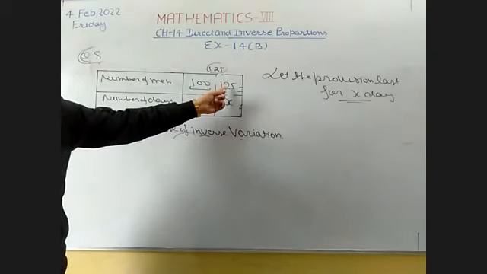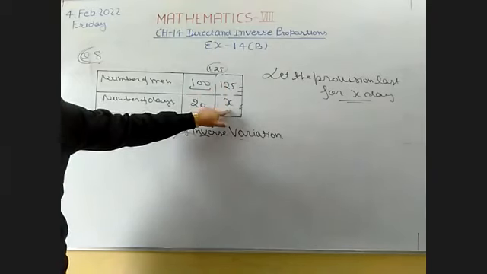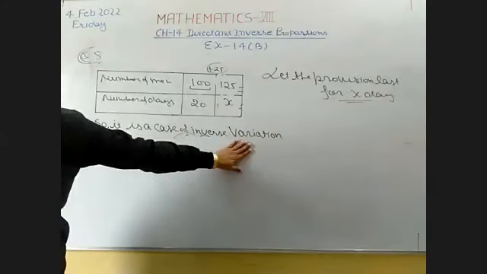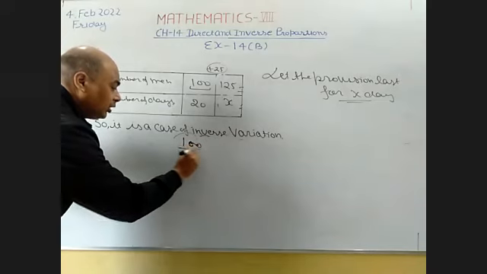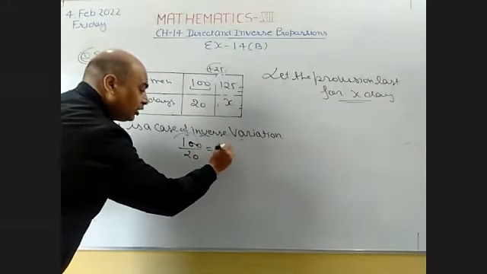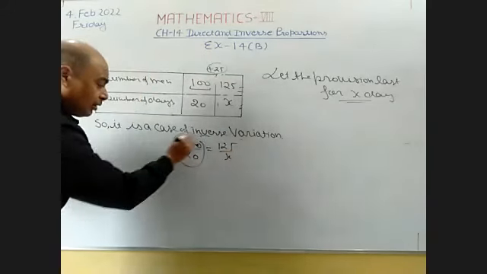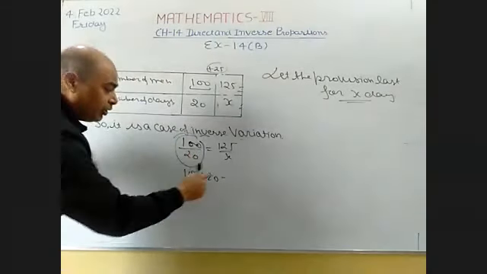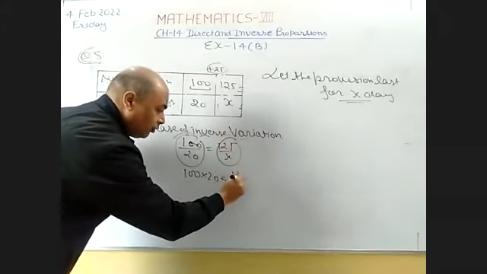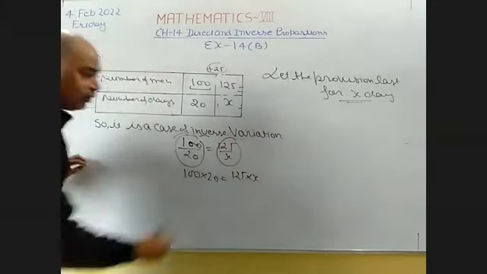When I increase this number, this number is going to be reduced, so this is the case of inverse relation. Now solve this. Right here, 100 upon 20 is equal to 125 upon x. Now multiply these two: 100 into 20, equal to 125 into x. So now I want to find the value of x.